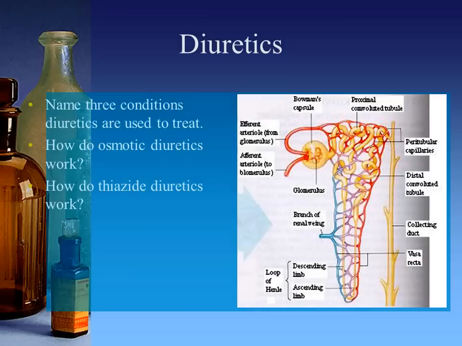And in looking at the diuretics, we're going to look at the conditions that they can treat, and we're going to focus on 2 types, osmotic diuretics and thiazide diuretics. There's a number of different types, but these are probably our 2 most common that you will see prescribed.